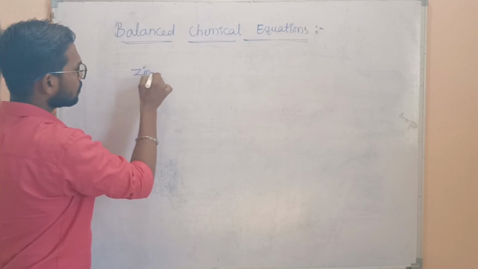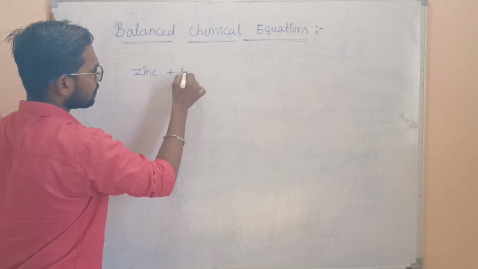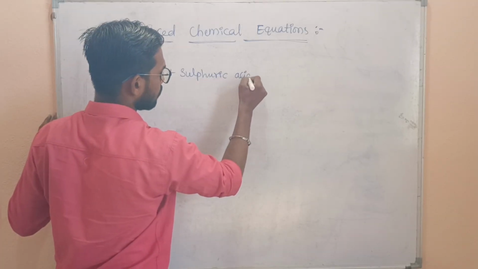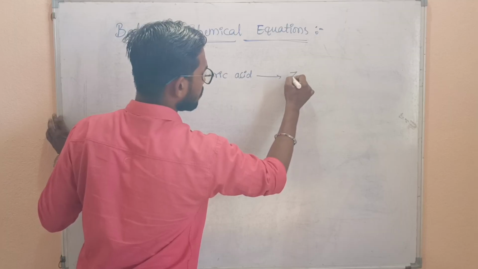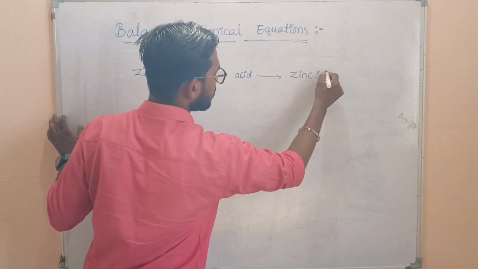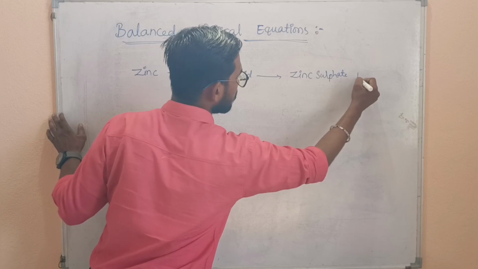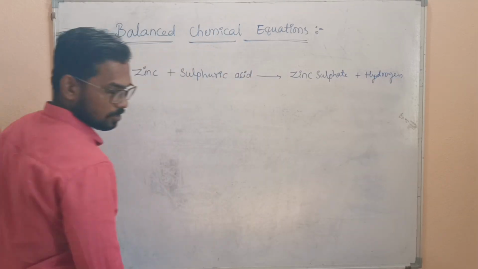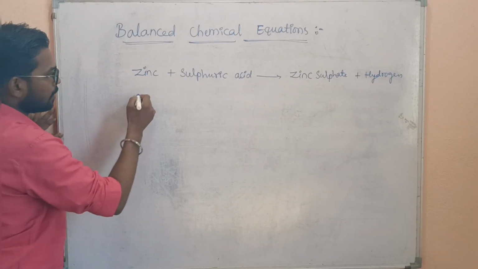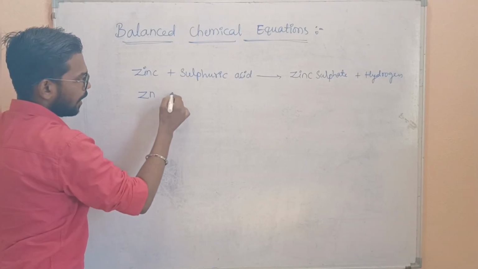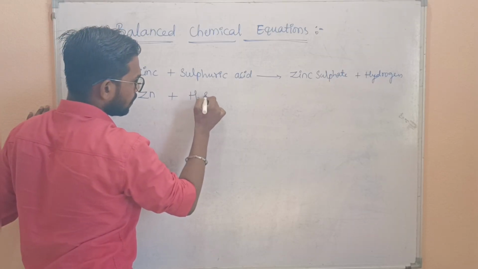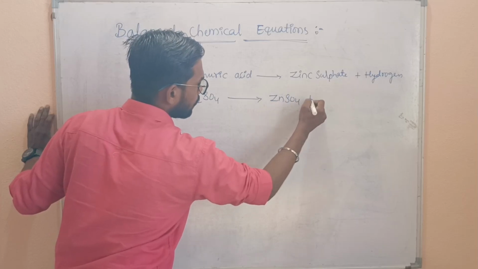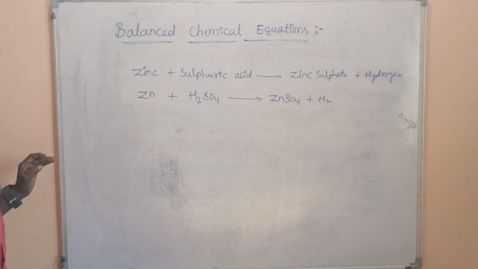Here zinc is going to react with sulfuric acid and it is going to form zinc sulfate with hydrogen. So here we can see that the zinc symbol is Zn, and sulfuric acid is H2SO4, and it is going to form zinc sulfate, ZnSO4, with hydrogen gas.